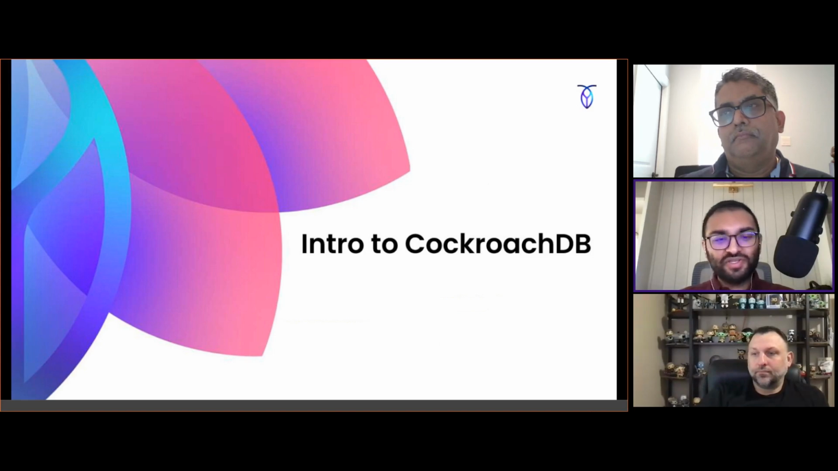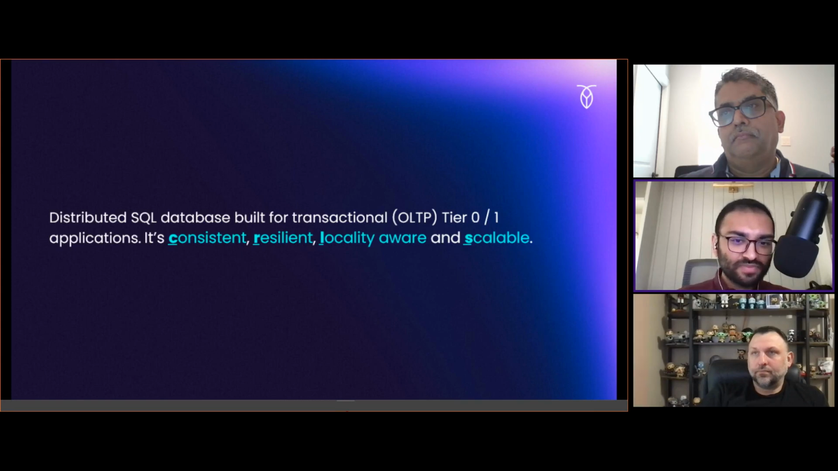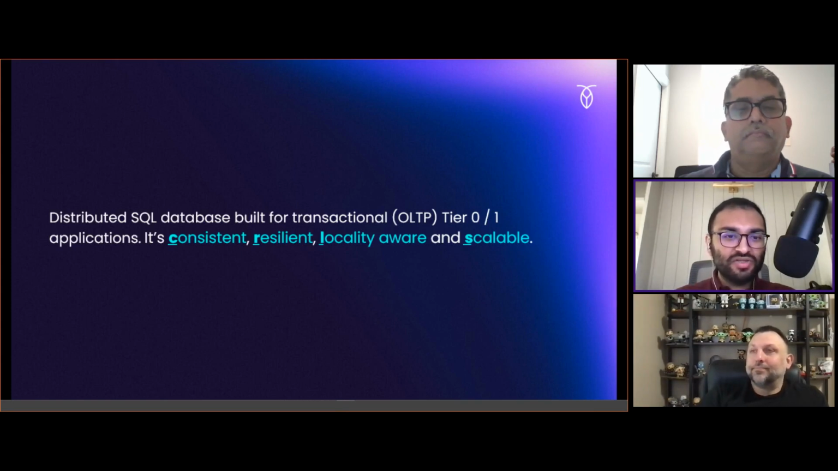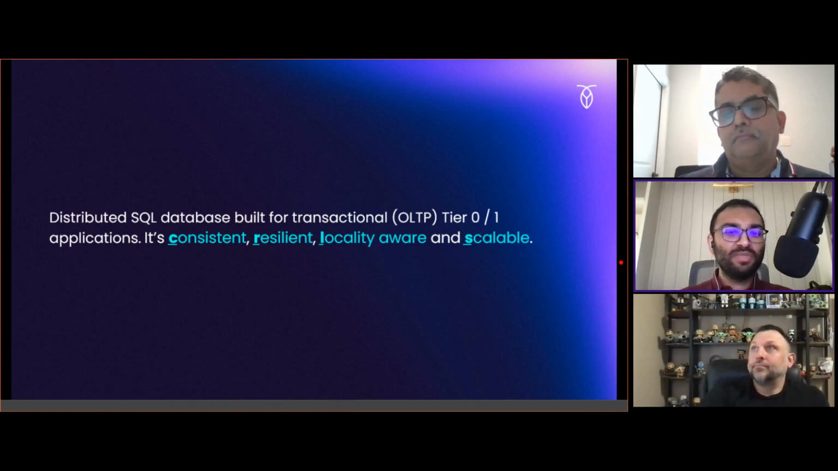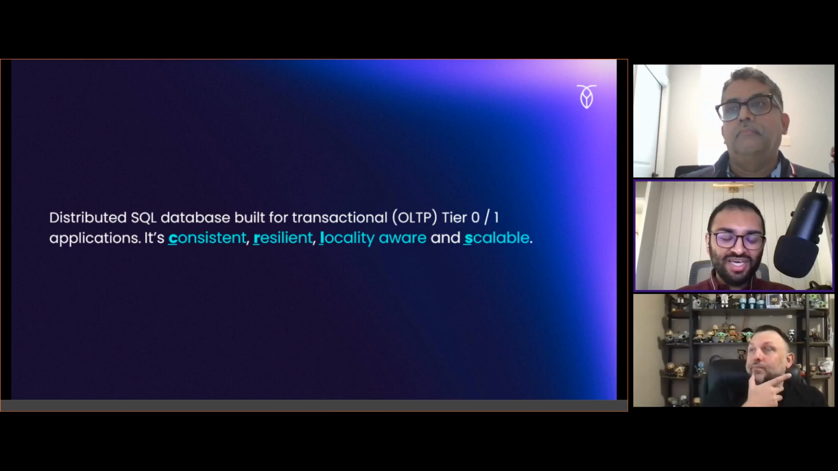So that's where I want to introduce you to CockroachDB. For those of you who are not familiar, CockroachDB is an OLTP transactional database built for tier 0, tier 1 applications. And it's built to be consistent, resilient, take advantage of distributed workloads and be easily scalable.